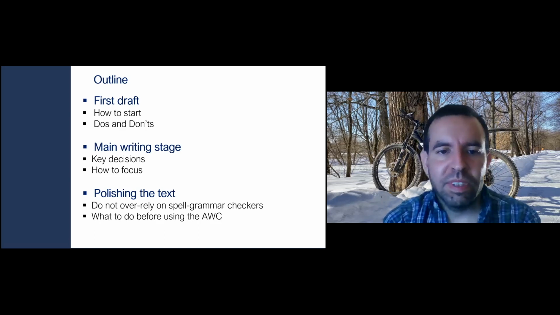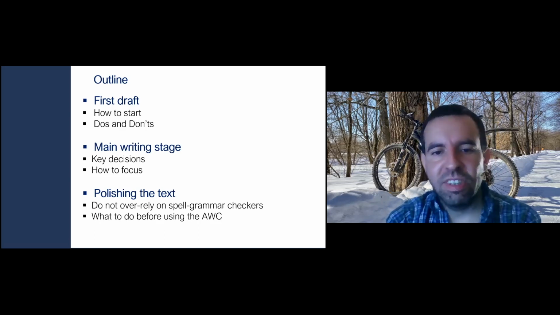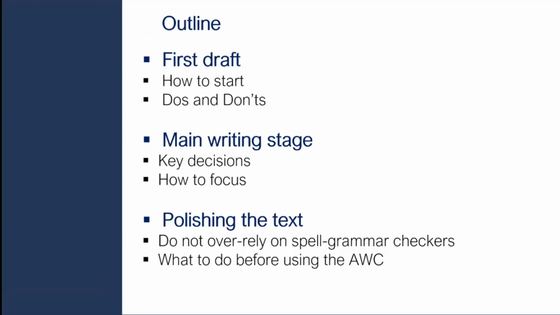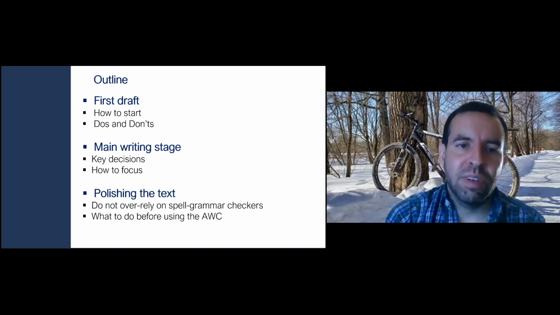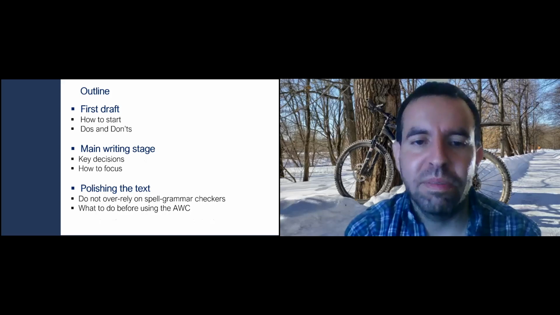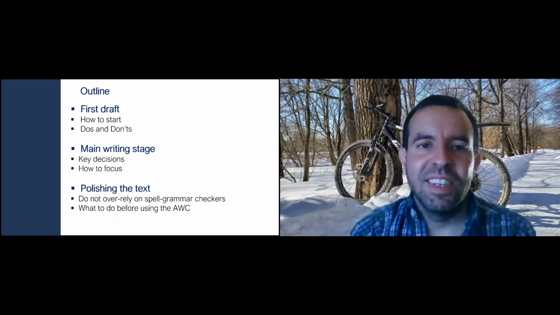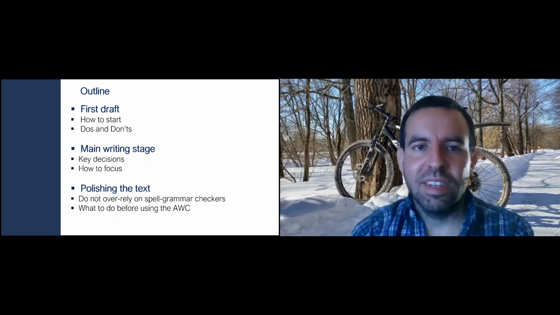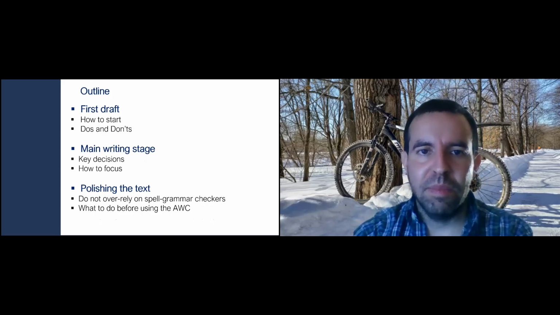And then we will move to the final part, which is about polishing the text, and basically what we can do before we book a consultation with the Academic Writing Center in order to make this consultation more productive for us. Of course, there are some bits that will overlap between the first draft and the main stage, or some things that I will mention in the main writing stage, but also may apply for the polishing part. So these 3 sections are not totally independent from each other. So just keep that in mind.